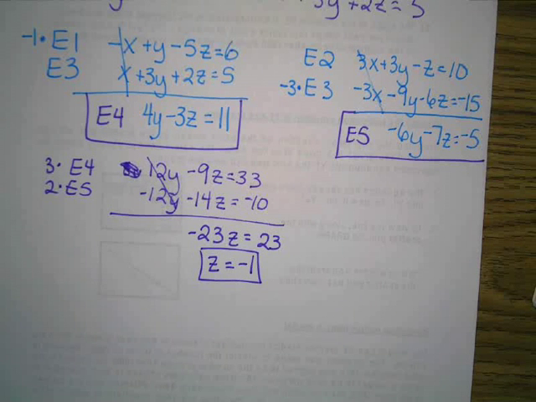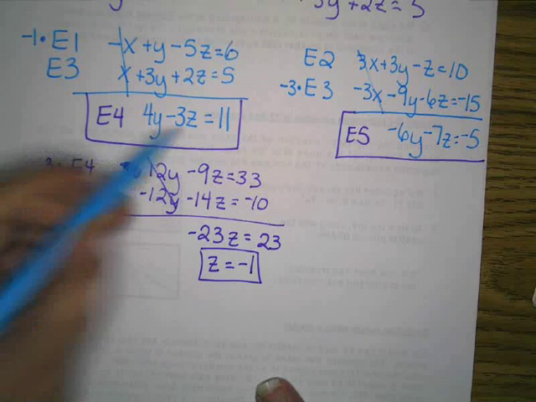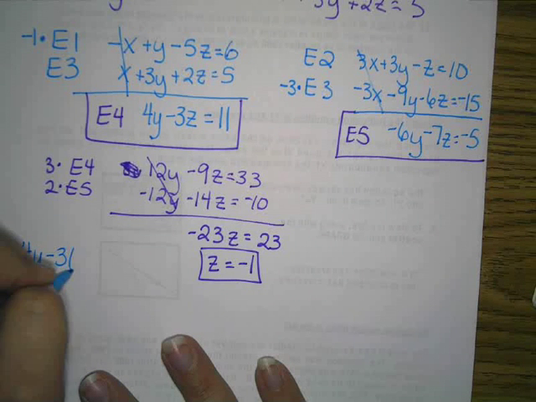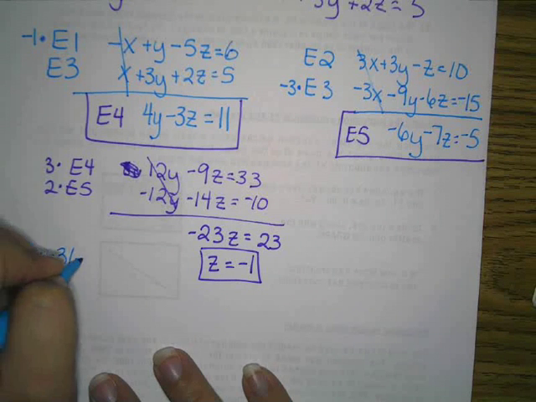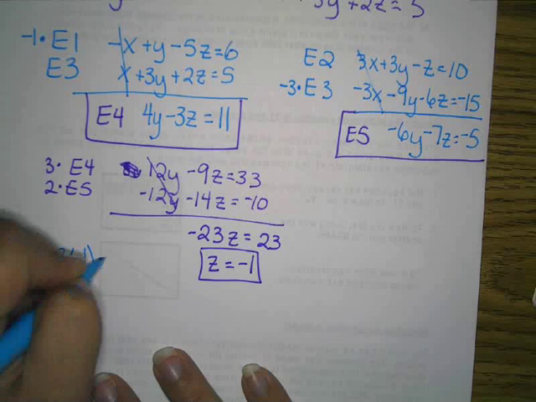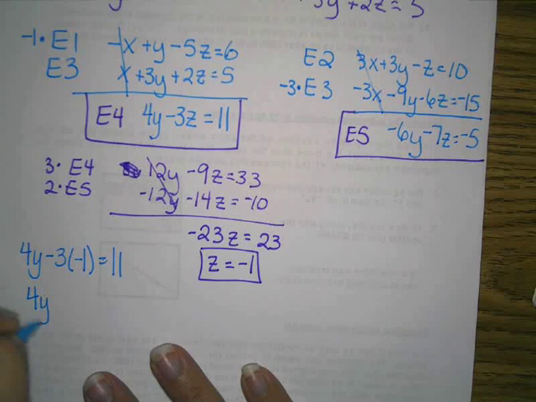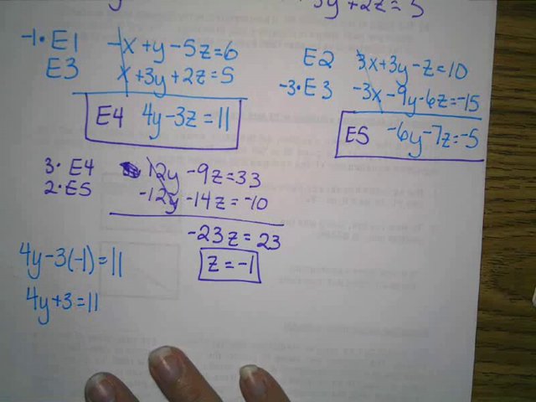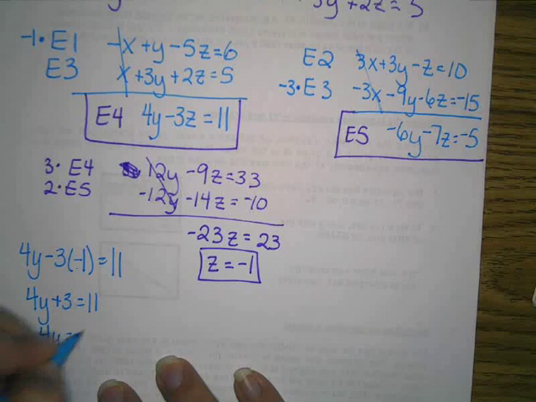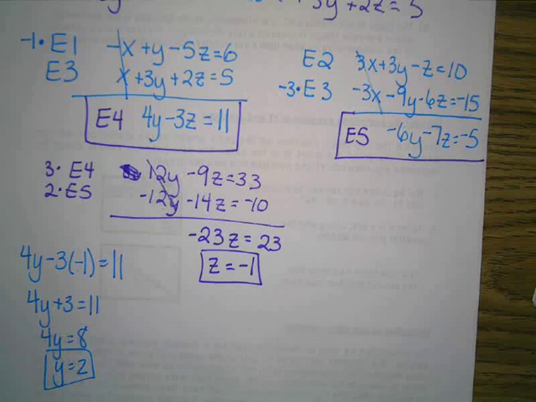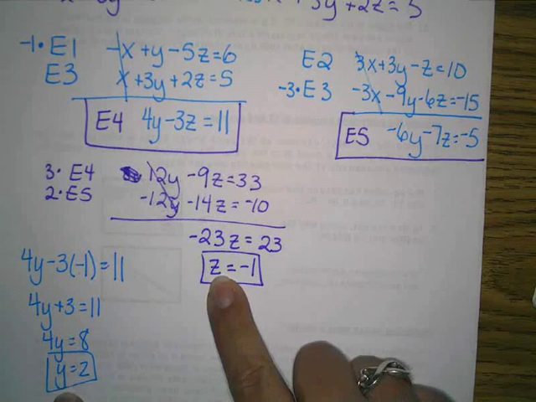And now we're going to go back to plug it in here, and we have 4y minus 3 times negative 1 equals 11. 4y, negative times a negative is a positive 3 equals 11. 4y equals 8, y equals 2. So there's another variable. And now I have two pieces of information.